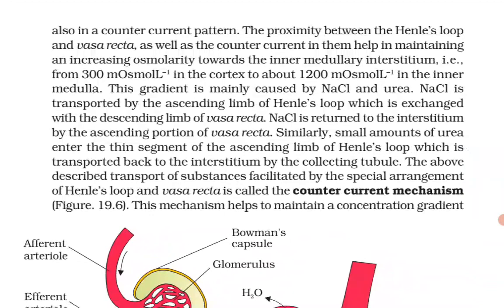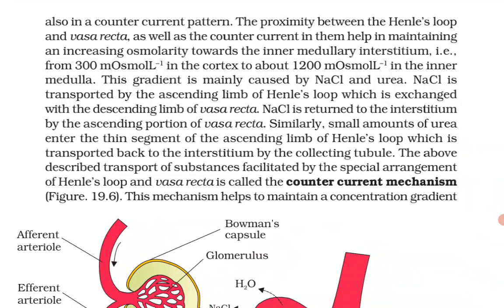in maintaining the increasing osmolarity towards the inner medullary interstitium, that is from 300 milliosmol per liter in the cortex to about 1200 milliosmol per liter in the inner medulla. This gradient is mainly caused by NaCl and urea. NaCl is transported by the ascending limb of the Henle's loop, which is exchanged with the descending limb of the vasa recta. NaCl is returned to the interstitium by the ascending portion of the vasa recta.